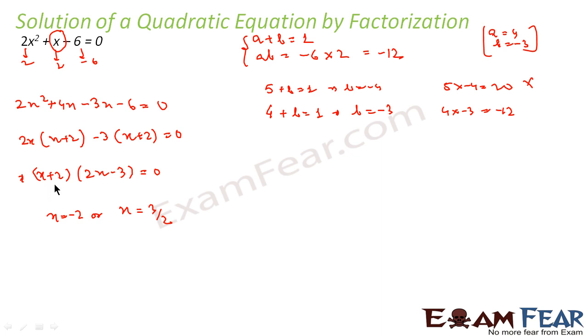Right? Because if there are two terms, k1 into k2 is equal to 0, either k1 is equal to 0 or k2 is equal to 0.